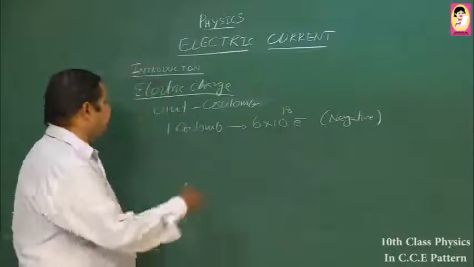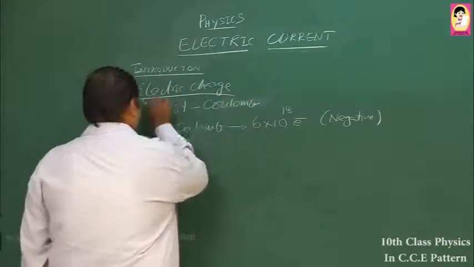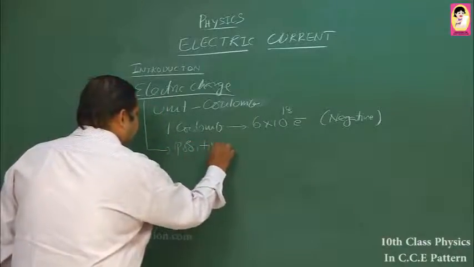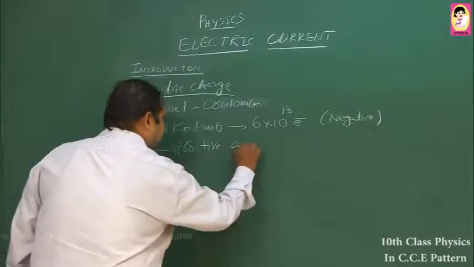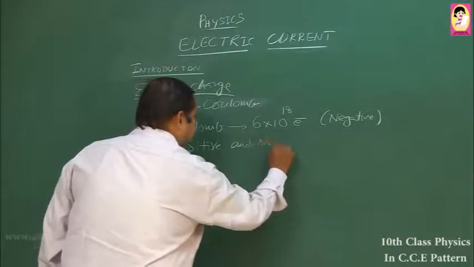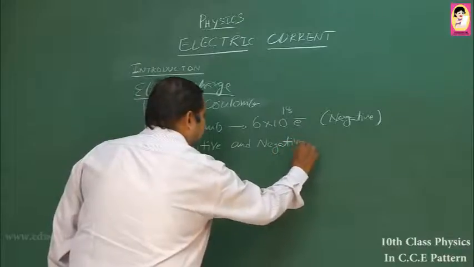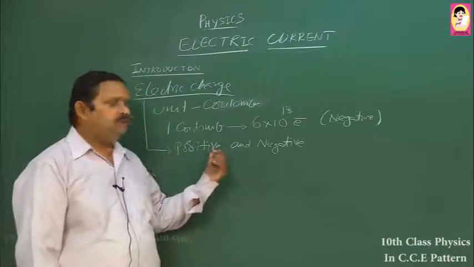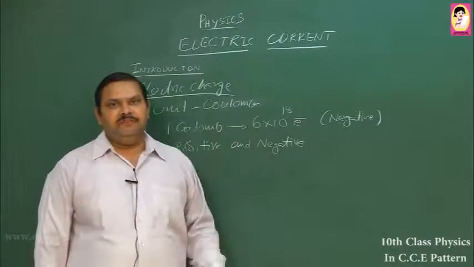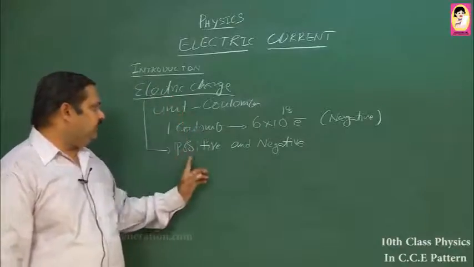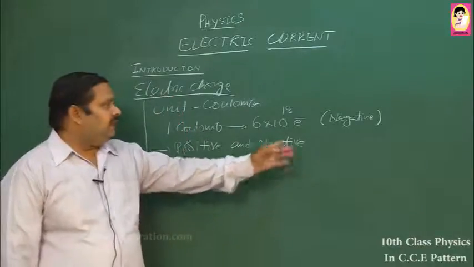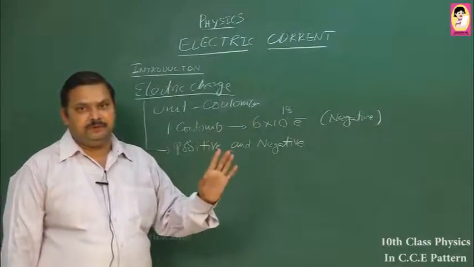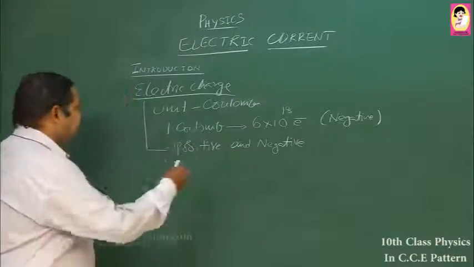And we have 2 types of charges. They are positive and negative. There are 2 types of electric charges, one is positive and the other is negative. As we discussed already, electrons are with a negative charge, protons are with a positive charge. Let us come to the next part.